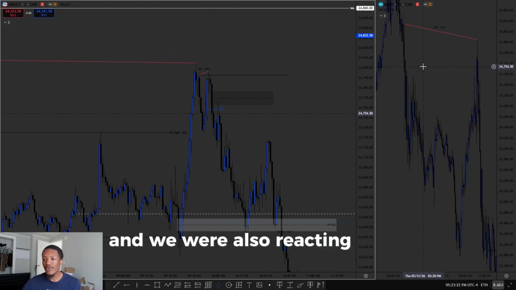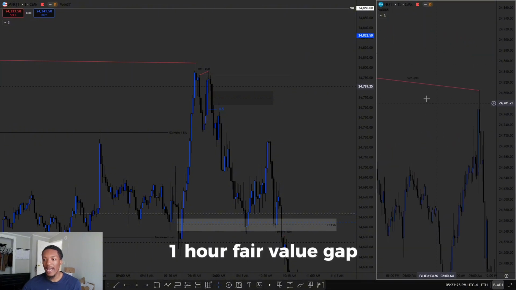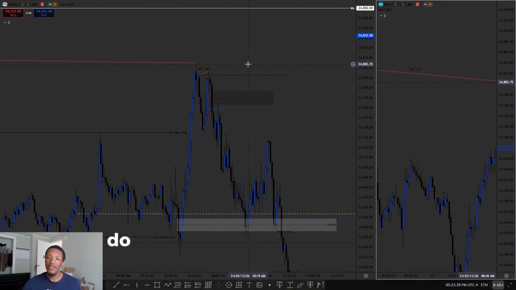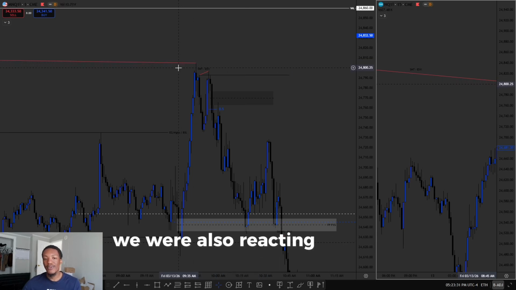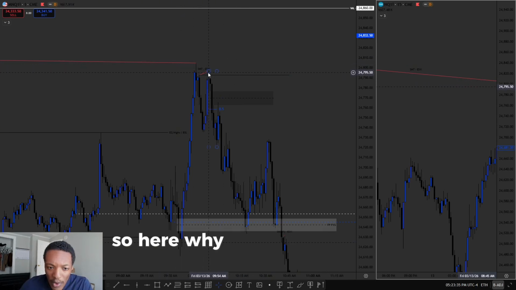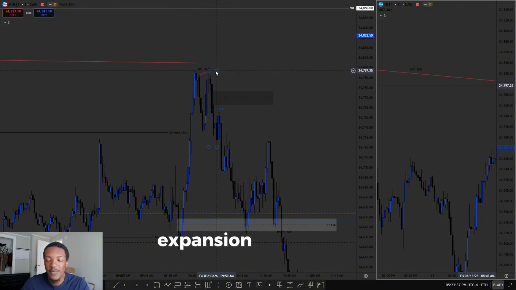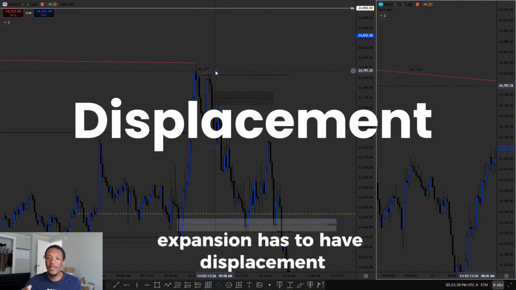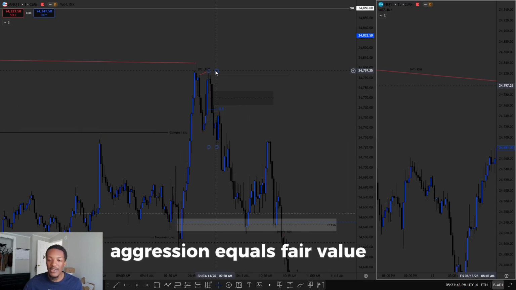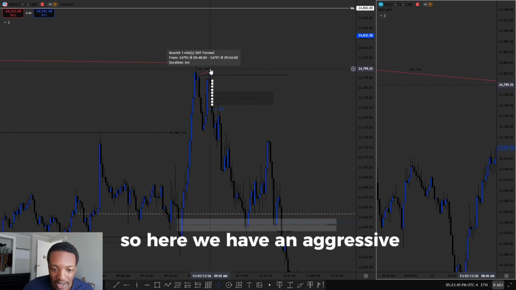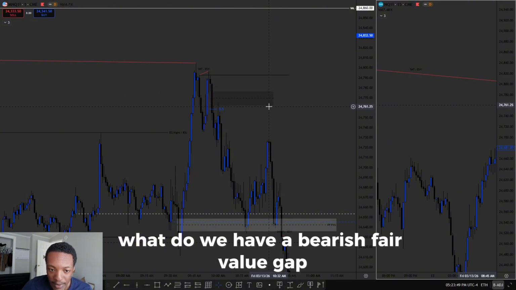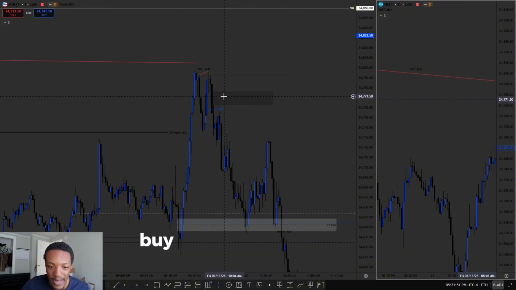And we were also reacting out of a 1 hour fair value gap. I don't have that 1 hour fair value gap drawn out here, but if you go to your 1 hour chart, do a little homework, you can see that we were also reacting out of a 1 hour fair value gap. So here, why do I know this is an expansion? Expansion has to have displacement. Displacement is shown in aggression. Aggression equals fair value gaps. So here we have an aggressive bearish move. What do we have? A bearish fair value gap, which is a sell side imbalance, buy side inefficiency.